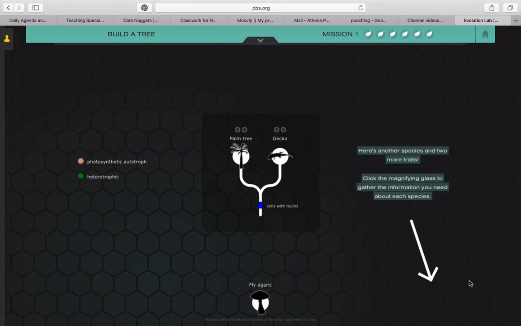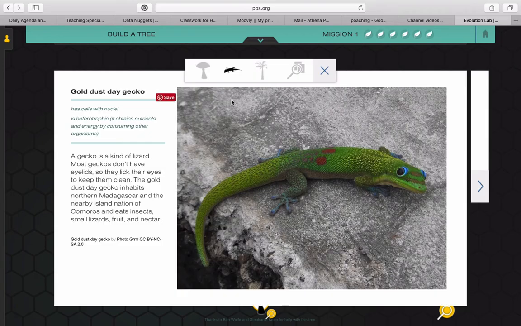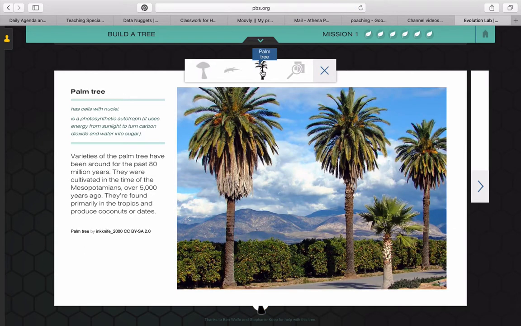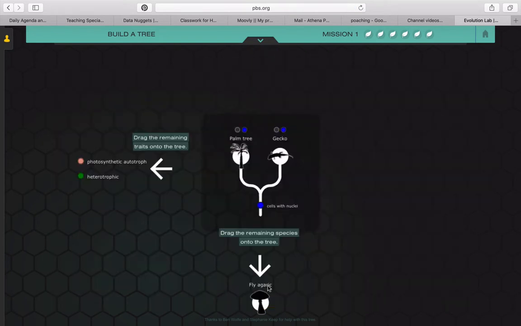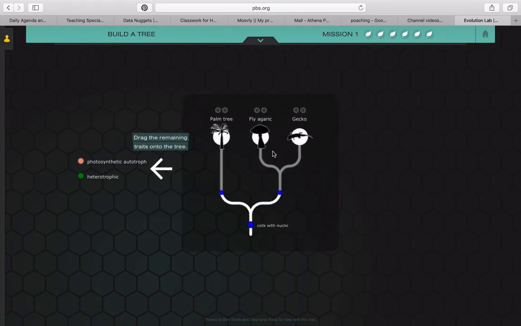All right, now we add in our fungus here. A lot of people think of fungus more like a plant, but what we find out is fungi are actually more like animals. So if we zoom in, we could look at each of the different traits and learn about these organisms. But when we drag these up here, we're going to want to drag it towards the animal here.